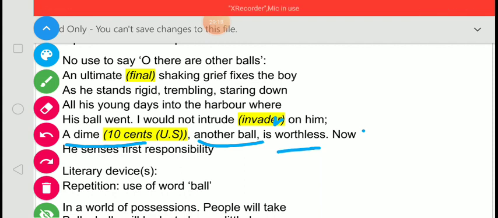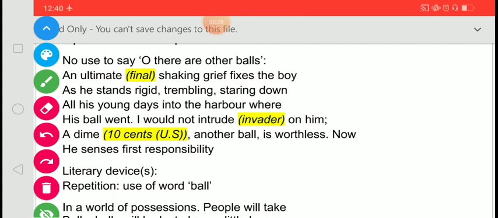The poet says that he cannot even tell the boy to take some money from him in order to buy another ball. The poet cannot tell the boy to take some money and buy another ball because the boy's childhood memories were attached to the ball which he has lost. He can buy another ball with the money, but he cannot buy the memories which were attached to the ball which he had lost.